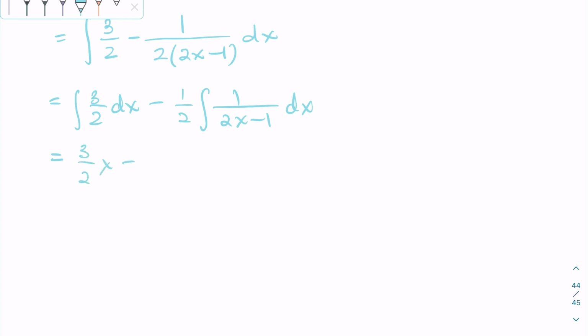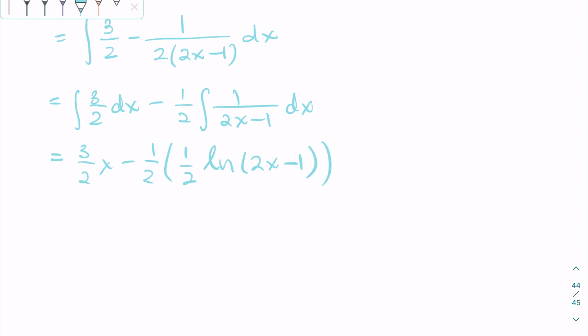So that would be 3/2 times x. The second integral would be minus 1/2 times 1/2 ln 2x minus 1. We know this because the integral of a rational function with a constant on top and one x term of degree 1 in the denominator is ln. This can be found in the formula booklet. We also have to multiply this integral by the inverse of the derivative of the denominator.